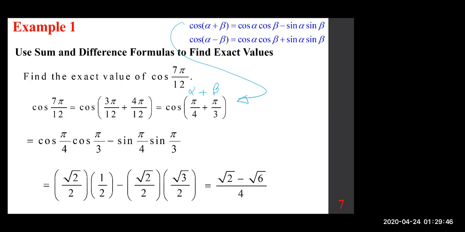Now, I hope going from here to here is not a problem. Going from here to here, however, requires knowing all the common arcs. Okay.